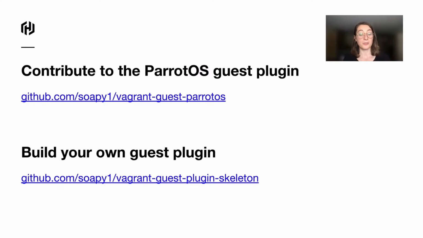So if you would like to contribute to the Parrot OS guest plugin, it's up under my GitHub user at soapy1/vagrant-guest Parrot OS. You can build it yourself if you want and run Vagrant with it. Or you can go ahead and build your own Vagrant guest plugin. We have a template repository set up. It's at soapy1/vagrant guest plugin skeleton. That's just a template repo. So GitHub Magic will make that easy for you to get going.